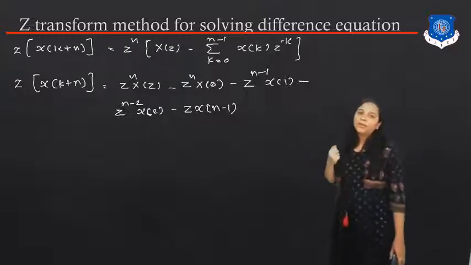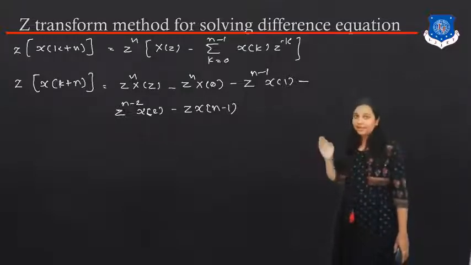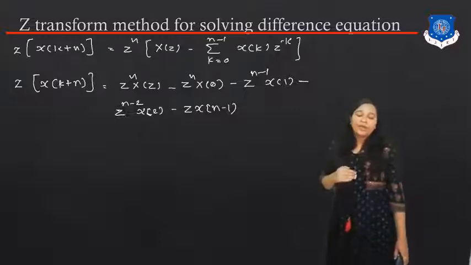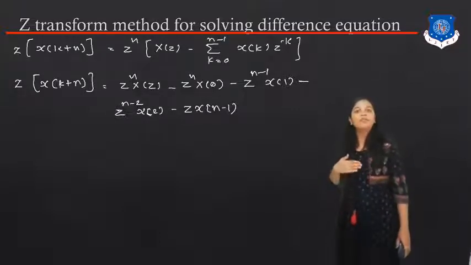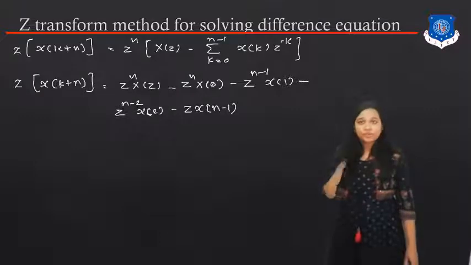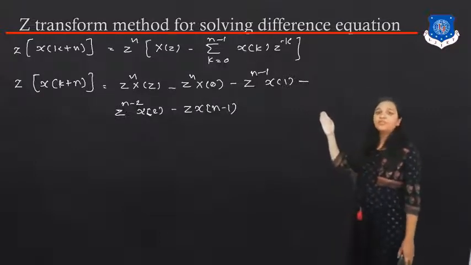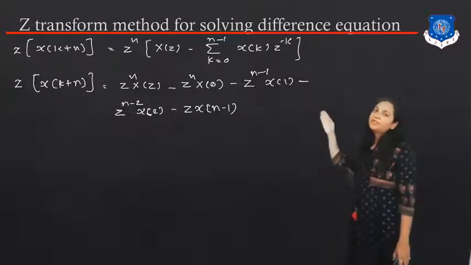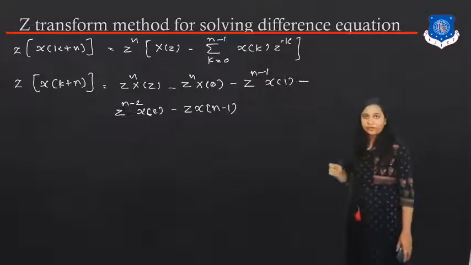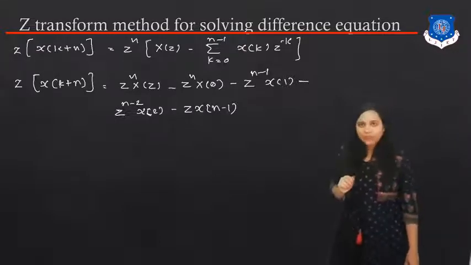Simply we can open the brackets, minus as it is. Now we can put the value of k one by one and we have to find the equation. So first of all, the range of k: the value of k will be starting from 0. So first of all, we can put k is equal to 0.